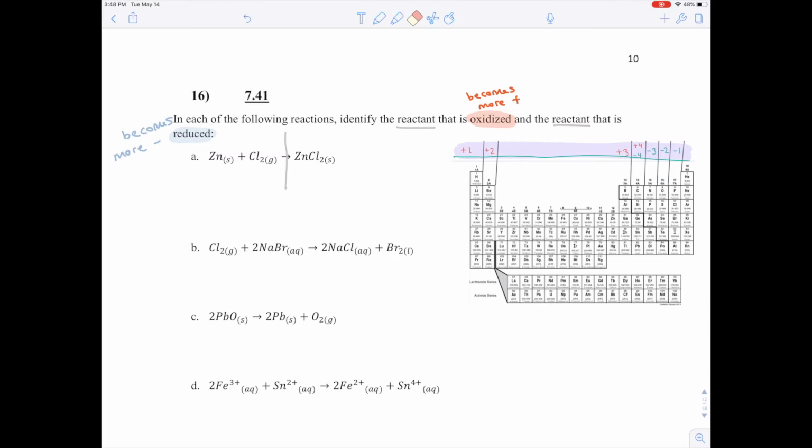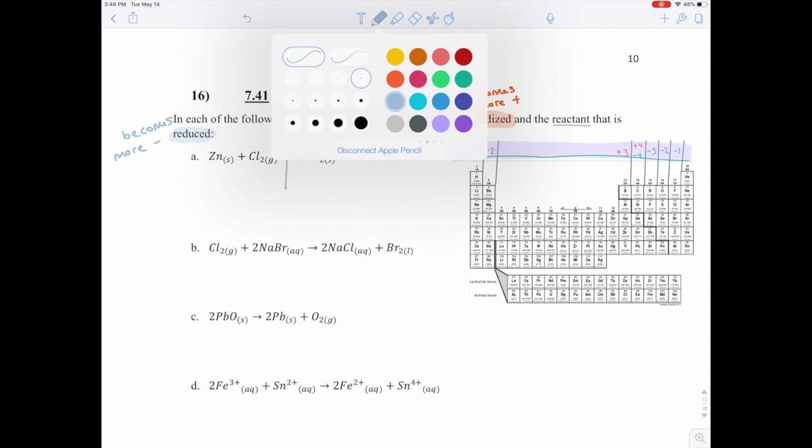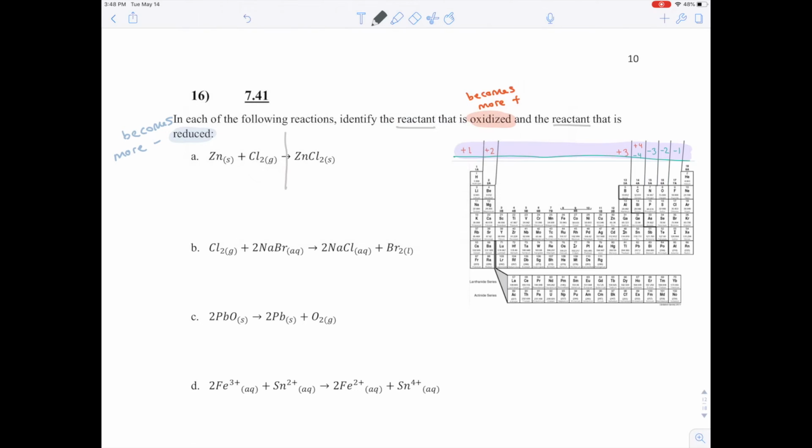Now, in these reactions, the first thing we're going to want to do is to establish what the charge is on each element. And then after we do that, we'll see whether it's becoming more positive or more negative. So in A, we have zinc and we have chlorine. Now, if an element is ever all by itself, the charge is whatever is in the top right. So at the top right of zinc, nothing is written, and so zinc starts with a zero charge.